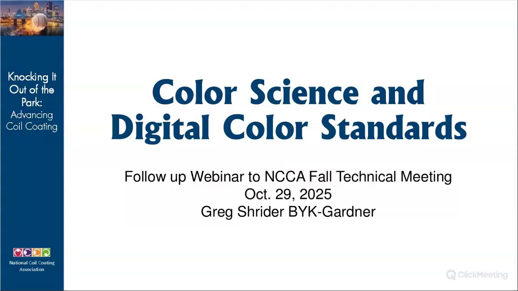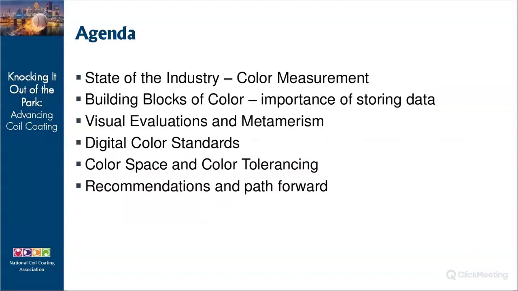Welcome. And like John said, this is a follow-up to the presentation that was given at the fall technical meeting. Just kind of an agenda, we'll go through state of the industry on color measurement for coil, some building blocks of color, emphasizing the importance of storing data so you can later come back and learn from that. We'll talk about visual evaluation and metamerism, and then we'll jump into digital color standards. And then there will be, like John said, an extended part on color tolerancing, and then just wrap up with what our recommendations and path forward will be with NCCA.